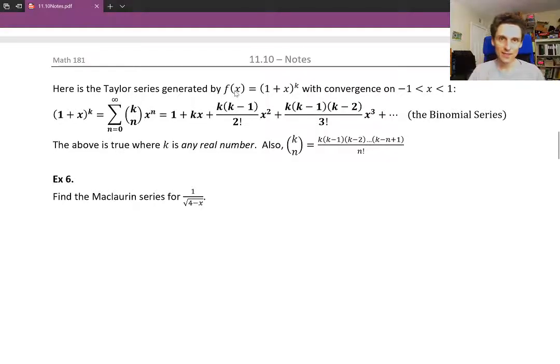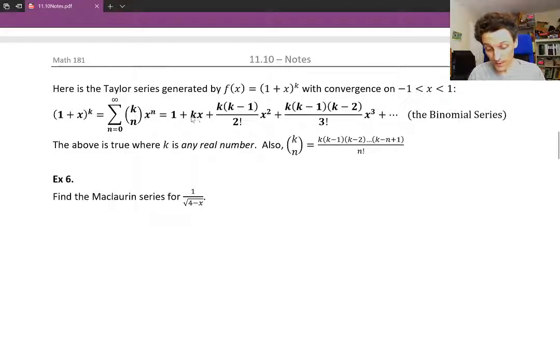Every time you take a derivative, you're subtracting another one from the exponent, but you're also multiplying that exponent in the front as well. So that explains the k times k minus 1, the k times k minus 1 times k minus 2, because each of these coefficients are gotten by taking the derivatives of the function and then plugging in the center, which in this case is x equals 0. So you end up with just those coefficients that are coming from those exponents multiplying in front. K, and then k minus 1, and then k minus 2, and so on.